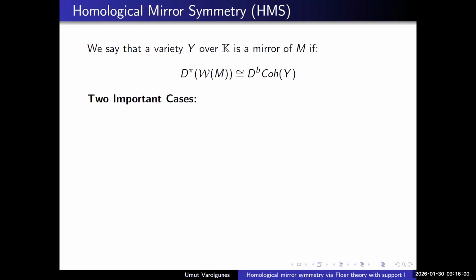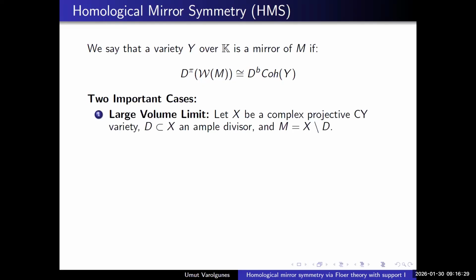Okay, so now mirror symmetry. I will keep it simple and say that if I have a variety whose derived category of coherent sheaves is isomorphic to the homotopy category of the triangulated split closure of the wrap category, I will say that this variety is a mirror. If its category of coherent sheaves captures the wrap category, I will say that it's a mirror. So there are two important cases here. One is what usually is called large volume limit.